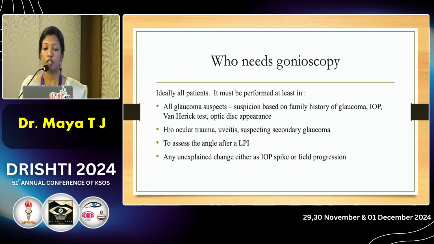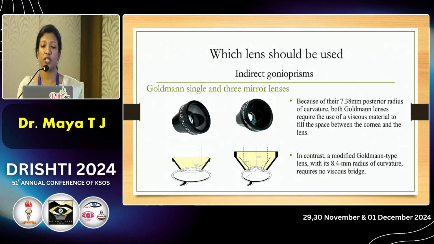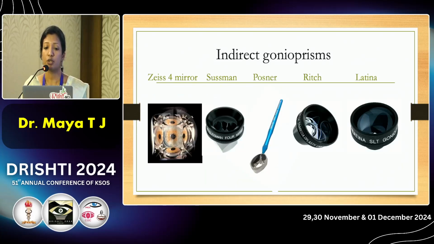And also, if there is any unexplained change either in the intraocular pressure spike or field progression. Which lenses should be used? These are the indirect gonioprisms, Goldmann single mirror and 3 mirror lenses, which use a coupling agent to fill the space between the cornea and the lens because of their 7.38 mm posterior radius of curvature.